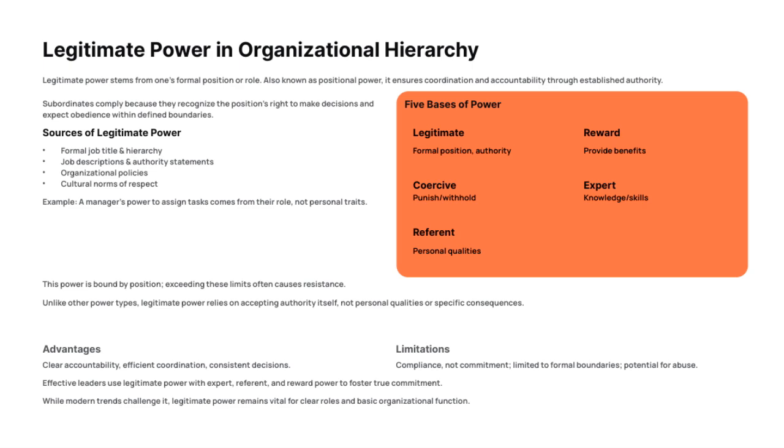In organizational hierarchy, this power is vital because it provides structure and clarity. Leaders must balance the use of legitimate power carefully, using it to direct and coordinate, but also recognizing when exceeding those bounds could lead to pushback or resistance. So, in summary, legitimate power is a foundational aspect of leadership and organizational functioning, grounded in formal authority, but it must be used judiciously to maintain trust and effectiveness.